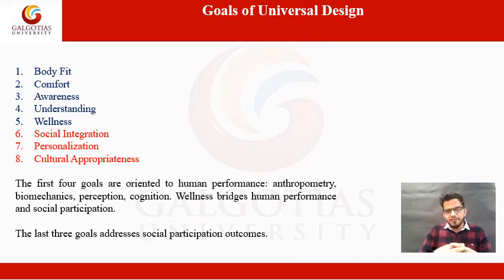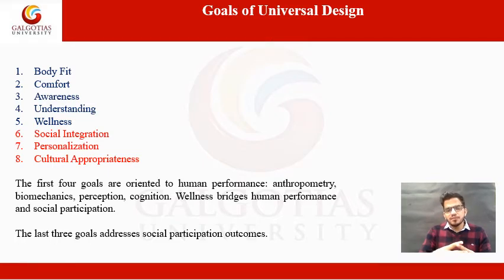These top 5 goals are also based on the perception of the people, on the cognition, and on the biomechanics. So all these top 5 goals are actually related to the users as a single person. But if you talk about the next three goals of universal design, those are related to the mass users.